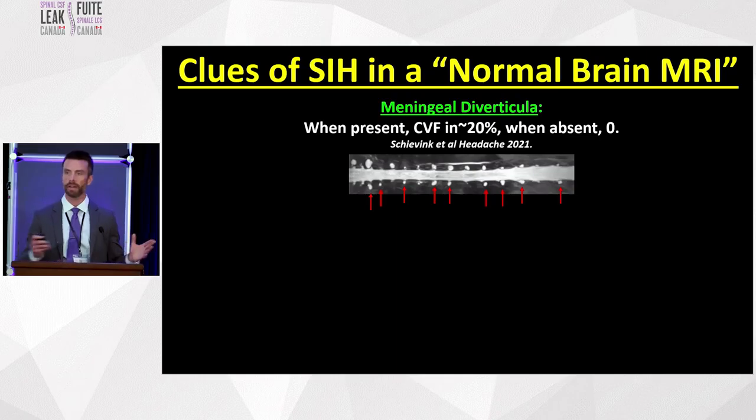So how do we further differentiate these patients? How do we refine our pretest probability? Well, there's a couple studies that can help us. Dr. Shiving's group did a study where they looked for CSF venous fistulas in patients with an otherwise normal MRI of the brain. When patients had these meningeal diverticula along their spine, they would find fistulas in about 20% of them, but not if they did not have those diverticula.